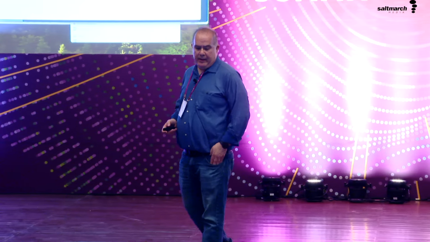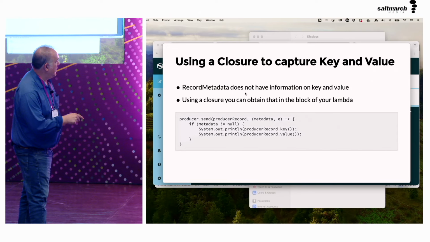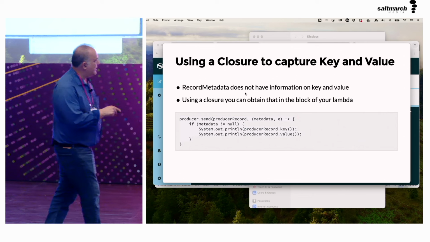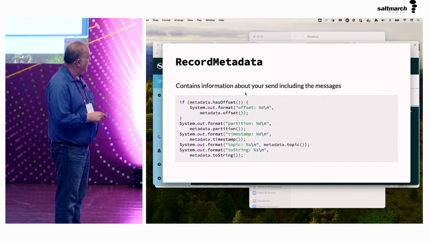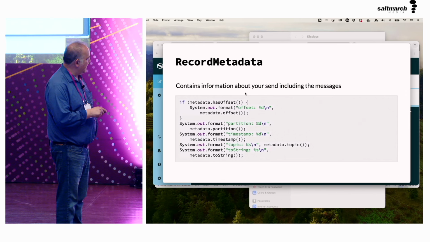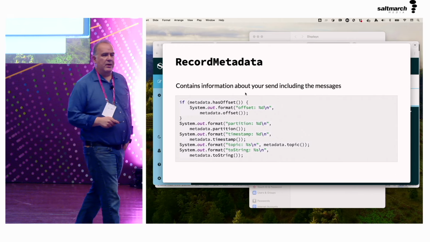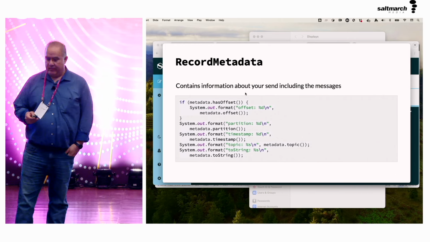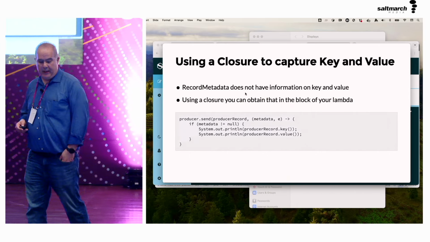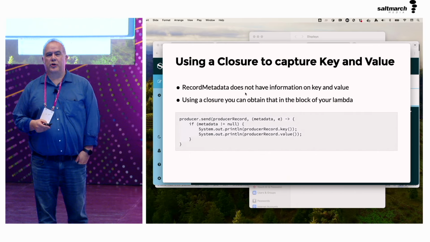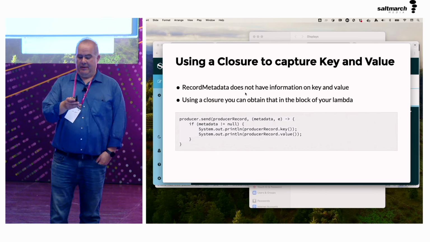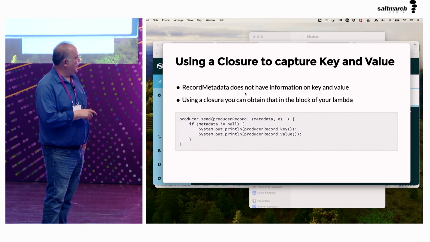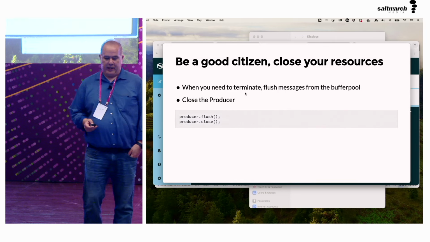So in this particular example here, let me get the laser pointer here, producer record.key and producer record.value. One of the things you'll notice, let me go back a couple of slides here, is that when you review this metadata, you can have the offset, the partition, the timestamp, the topic, but nowhere on here do you have the key or value. In that particular case, this is why you want to do this. This is a closure. I don't know how to say it without making it sound like the Clojure programming language. It's a closure in that I'm closing around the producer record and getting that particular key and value.